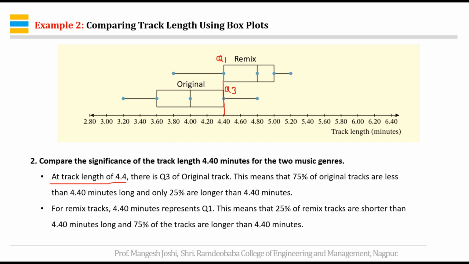Since it is quartile 3, you can say that 75% of the original tracks are shorter than 4.4 minutes and only 25% of the tracks are longer than 4.40 minutes. Similarly, for remix tracks, 4.40 minutes represents quartile 1, and this means that 25% of the remix tracks are shorter than 4.40 minutes and 75% of the tracks are longer than 4.40 minutes, right?